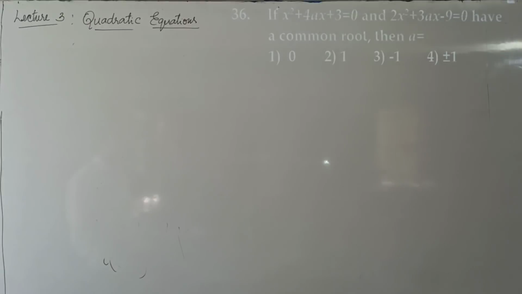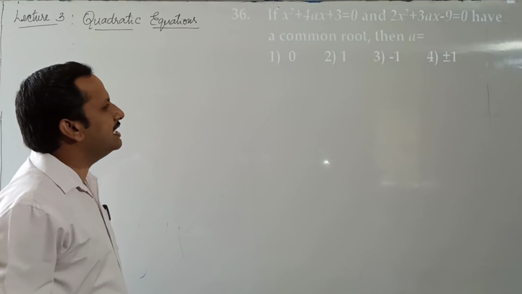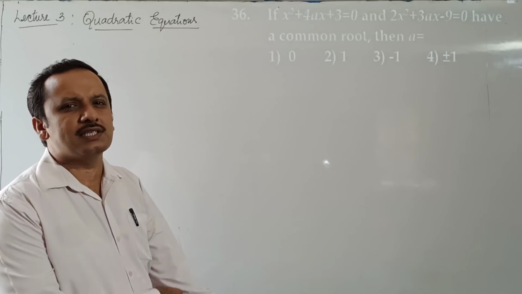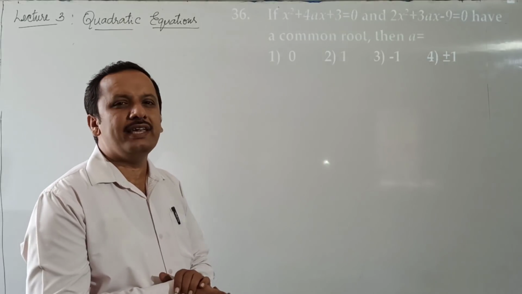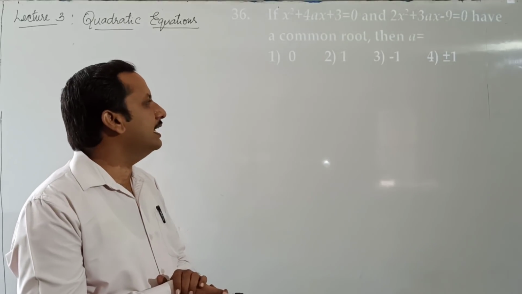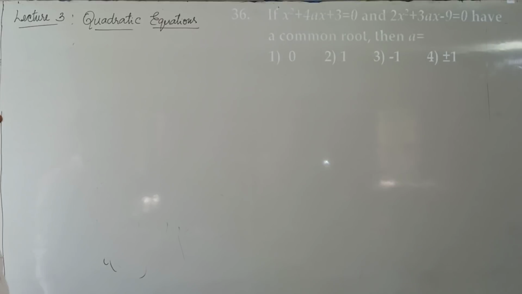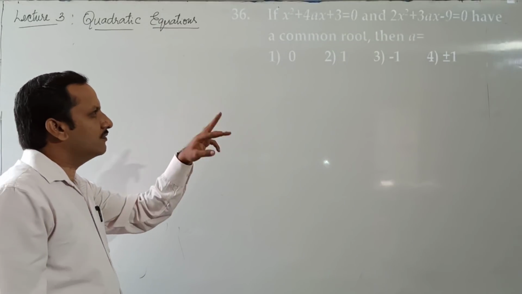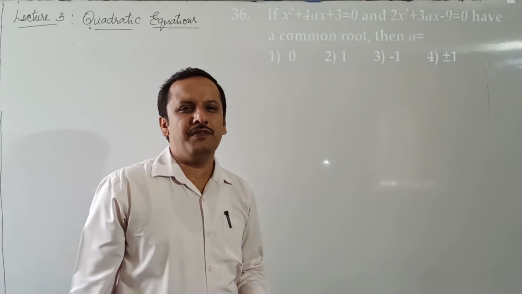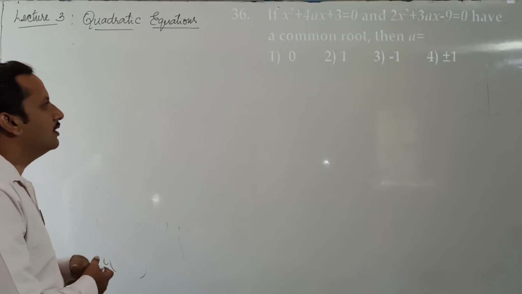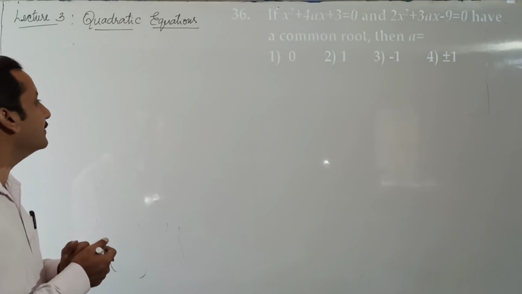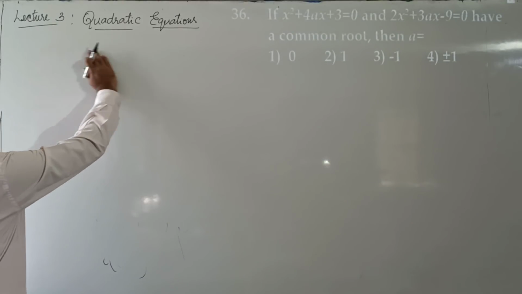Then, if x square plus 4ax plus 3 is equal to 0 and 2x square plus 3ax minus 9 equal to 0 have a common root, then a is equal to. They have a common root. I mean, for these two equations, one root is common. Then what is the value of a? That's what they are asking. So let us just recall that condition.